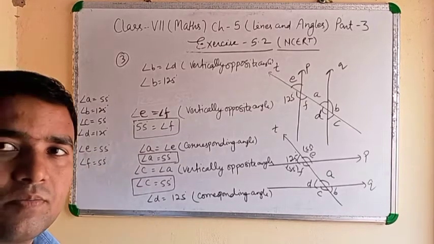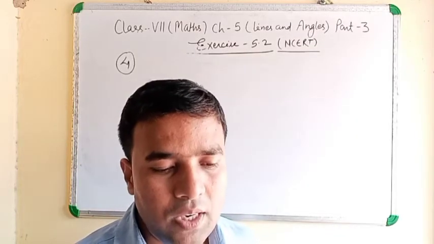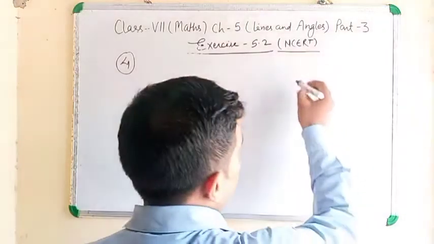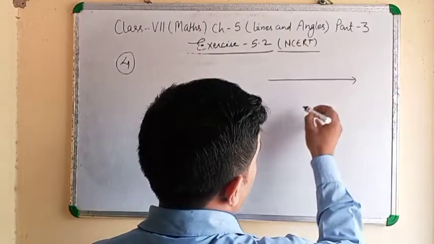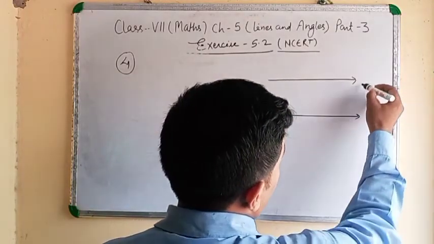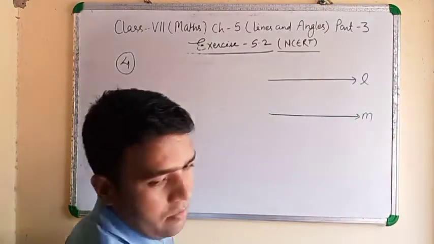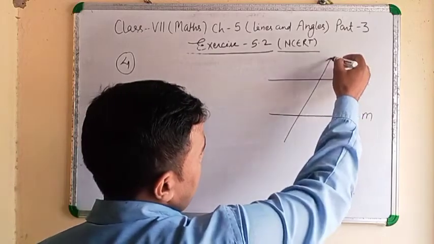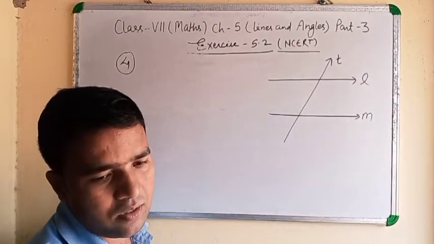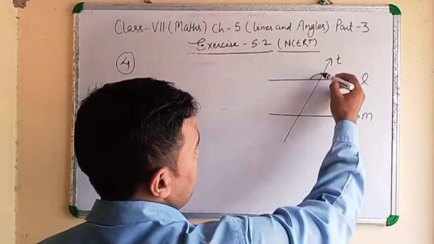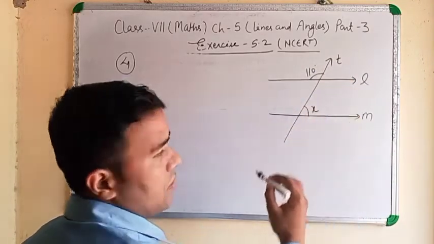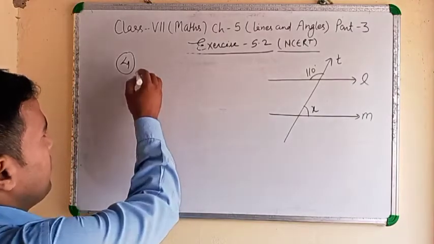Note down this. Question number 4. Find the value of x in each of the following if L parallel M. First one is L parallel M. Clear? T is the transversal. This angle is 110, given. Asking to find this angle. Clear? First one.